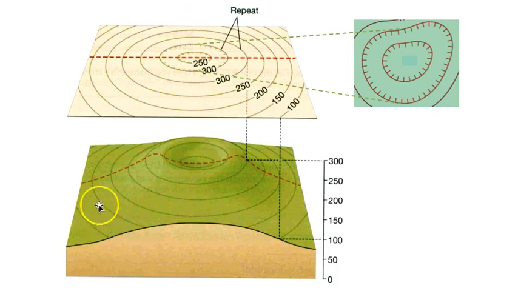A unique type of contour line is called a hachure contour line. Let's zoom in on that. So the contour line has these little tick marks on it, and that indicates a closed depression. A crater at the top of a volcano would be an example of a closed depression.